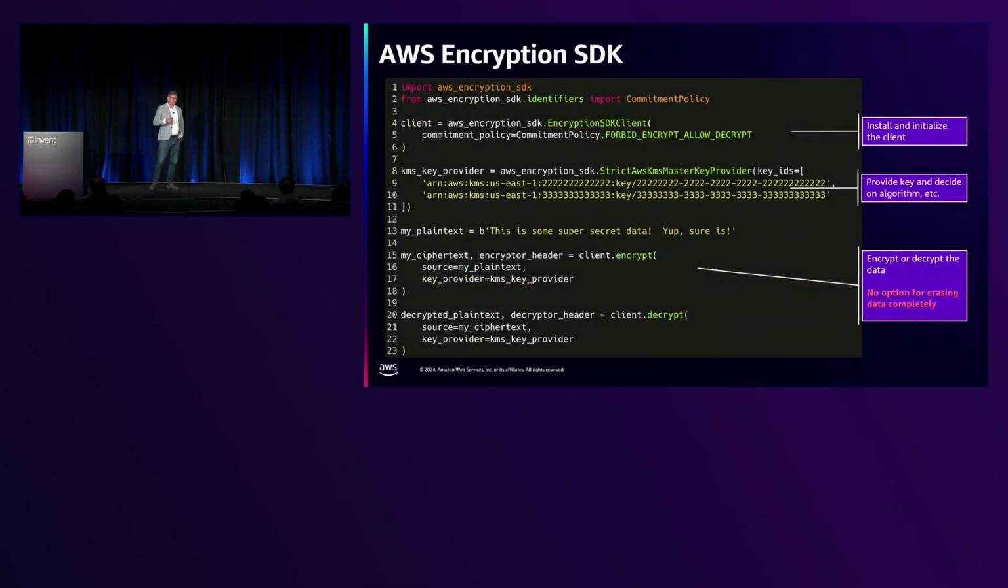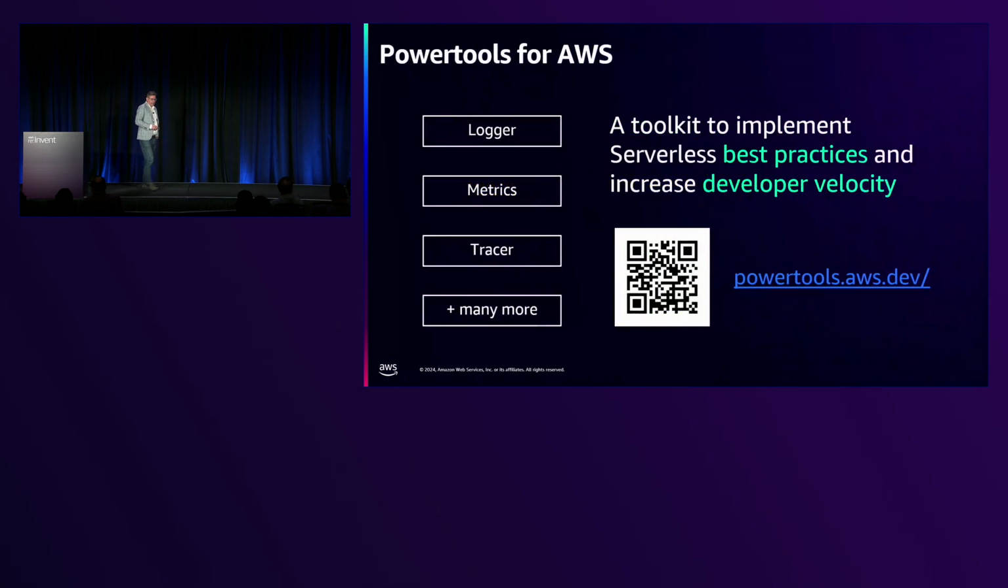Now, recently we've created the AWS Encryption SDK, where we can look at information that's coming through, install and initialize our client for the library, provide the keys necessary to decipher our data, and then encrypt or decrypt the information that we need to be working with. There's a lot of stuff that you need to do there.